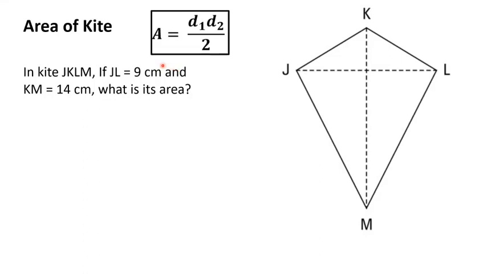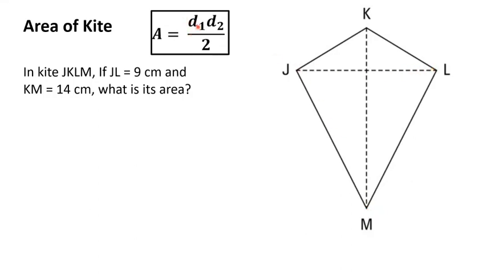So let's proceed to the area of kite. So now we are done with the properties of kite. So the formula for getting the area of kite is D1 times D2 over 2. Now D1 stands for diagonal 1 and D2 stands for diagonal 2. Now we have here two diagonals, JL and KM. Ngayon yung D1, wala naman designated talaga na diagonal yan. For example, ang D1 kailangan yung JL. Wala namang ganun.